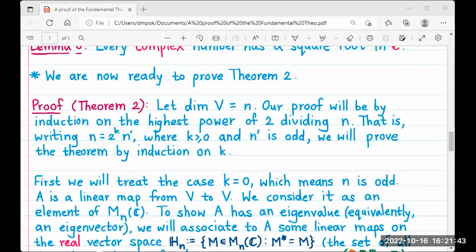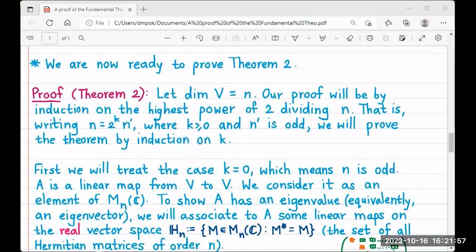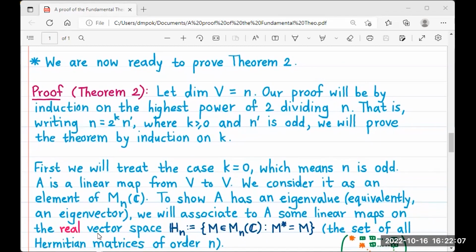It is a real vector space Hn consisting of all n cross n matrices M such that M star, that means conjugate transpose of M, is same as M. That is, it is the set of all Hermitian matrices of order n. And we are considering it as a real vector space. Can anyone tell me what will be the dimension of Hn over R?